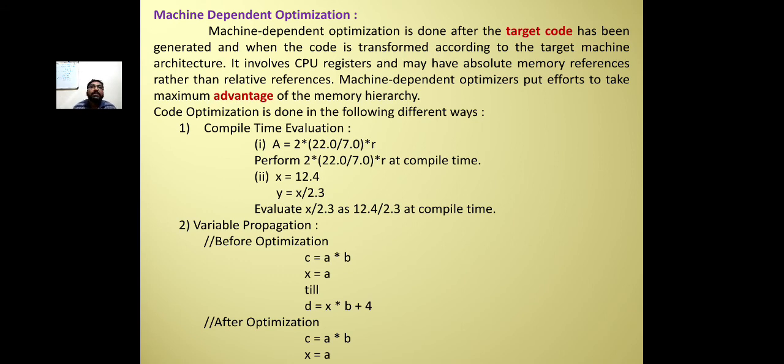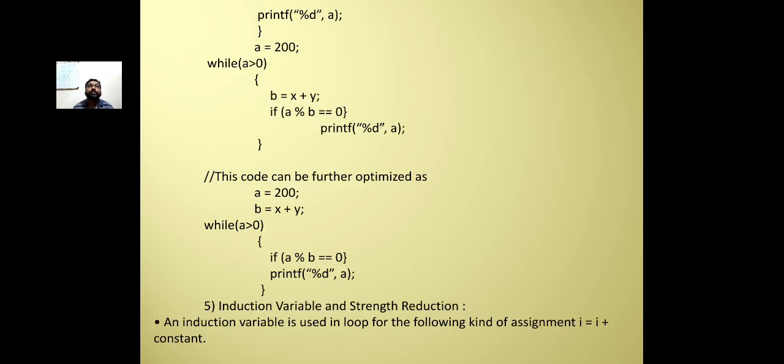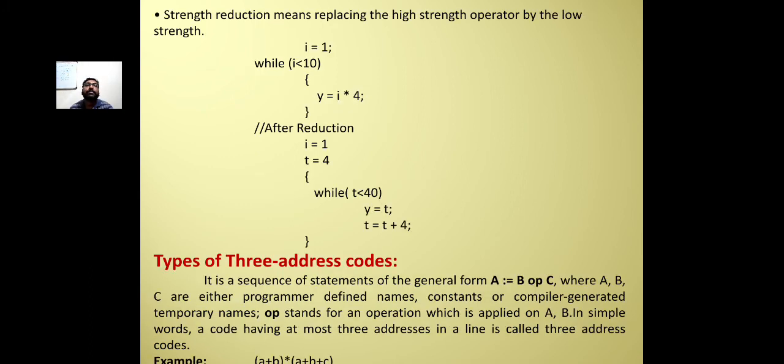Code optimization is done in the following different ways. First, compile time evaluation, in which calculation of mathematical parts is done. Second, variable propagation. Third, dead code elimination. Fourth, code motion. Fifth, induction variable and strength reduction. Strength reduction means replacing the high strength operator by a low strength one.